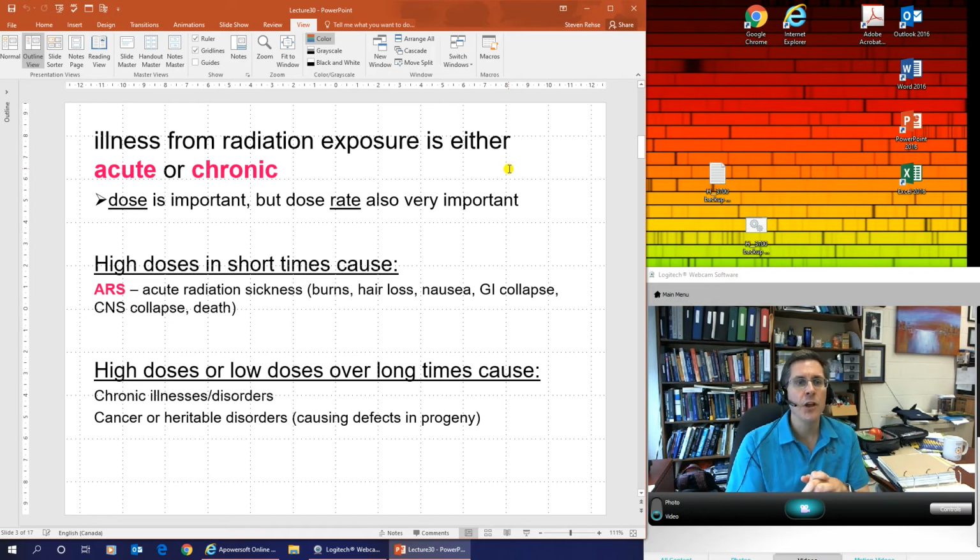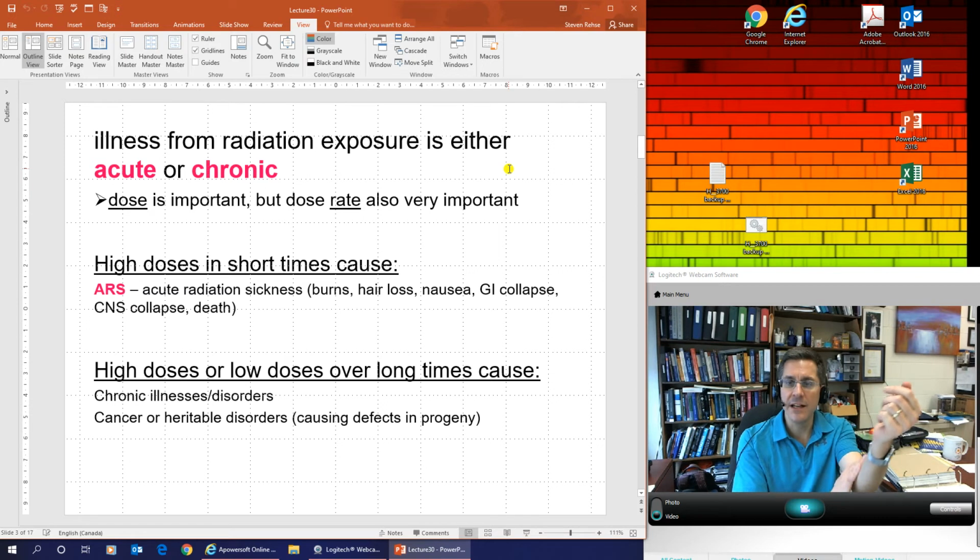But in general, you can get acute effects from high doses in a short amount of time. Nuclear accidents, bomb blasts, things like that. And these can lead to acute things, and they all kind of fall into one syndrome that we call ARS, the acute radiation sickness. So acute radiation sickness is a syndrome. Syndrome means it's just a collection of symptoms and pathologies that all occur together. None of them is a particular disease. So what falls into acute radiation sickness?